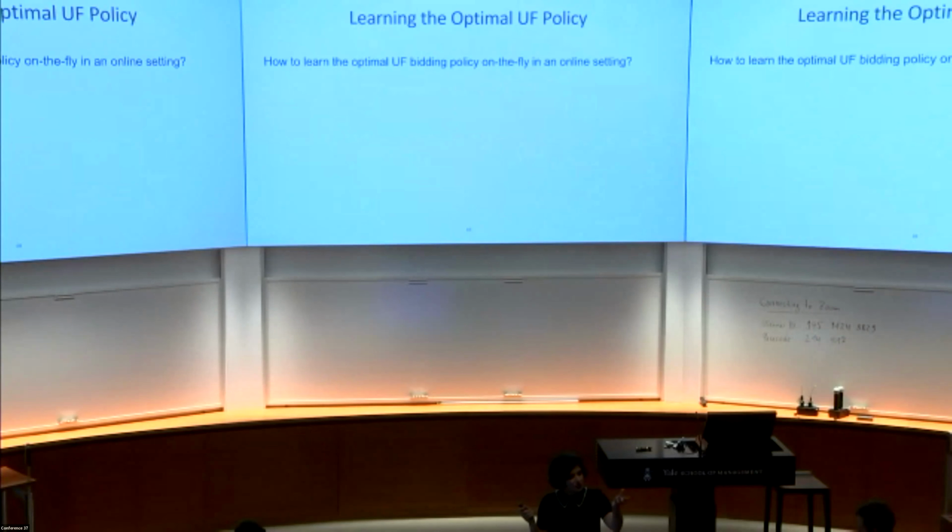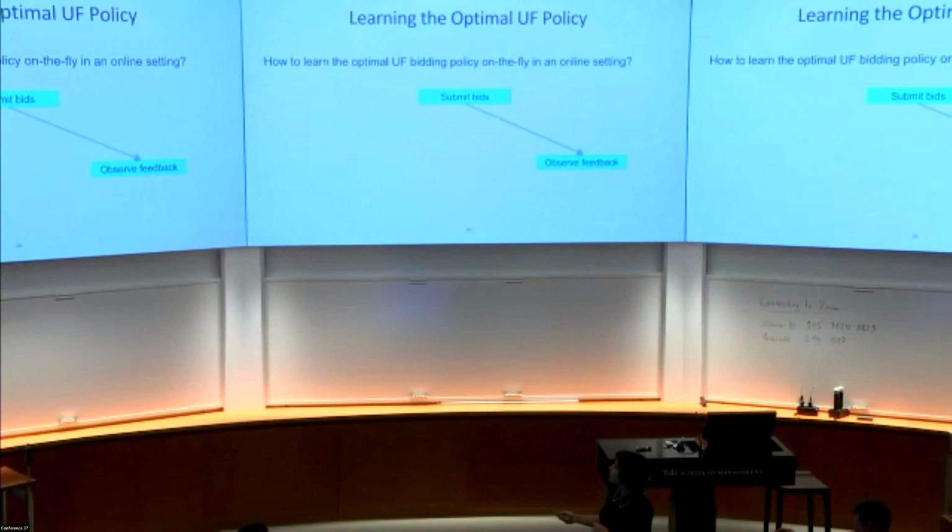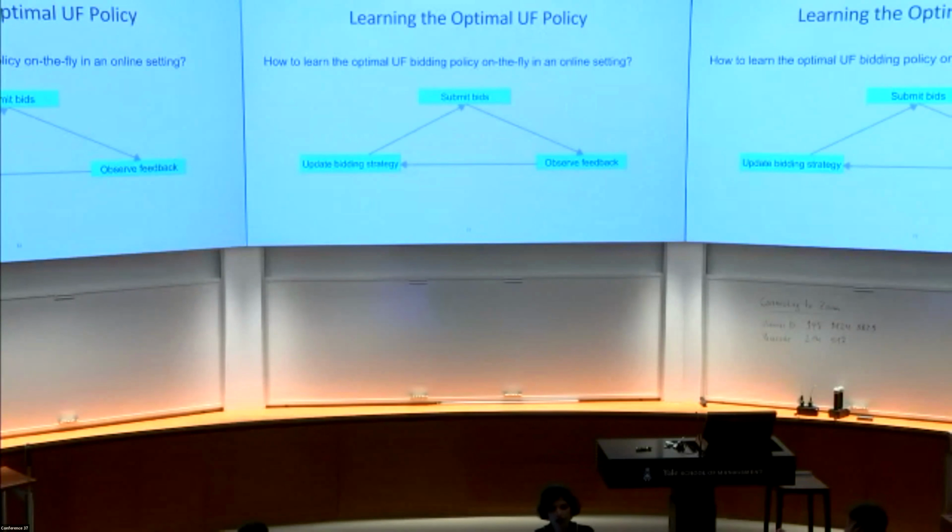Related to what Doris was talking about, consider this online setting. It's a repeated setting: bidders submit bids, they observe feedback, they update their bidding strategy, and this cycle continues. We want to make sure that over time, as they go through that cycle, they end up converging to the optimal Qs.